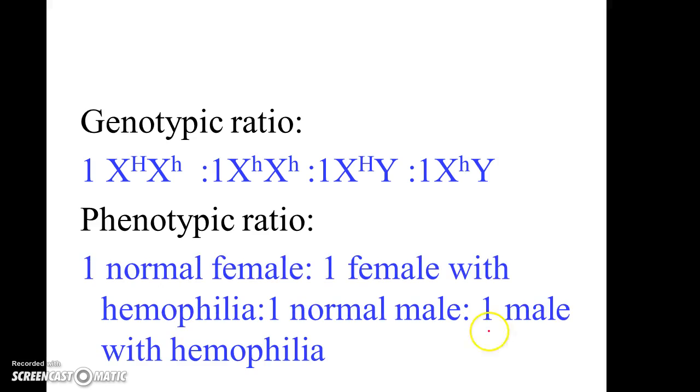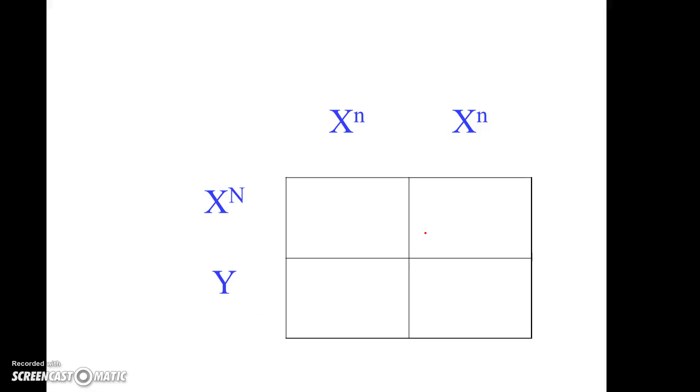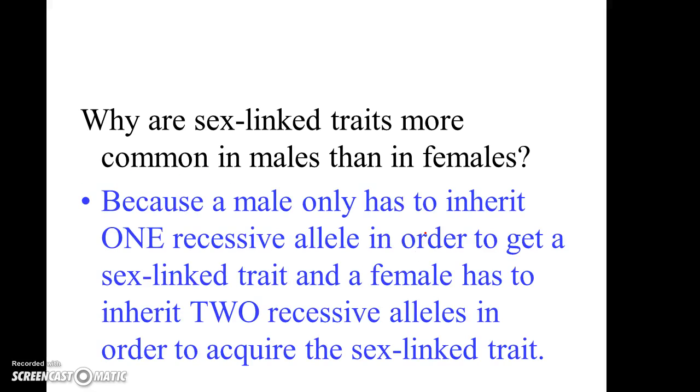And our phenotypic ratio. We have one normal female. That's a carrier. We get one female who has hemophilia. That is actually very rare. And then we get one normal male. And then we get a male with hemophilia. Okay, so that's that combination. We're not going to do that problem.